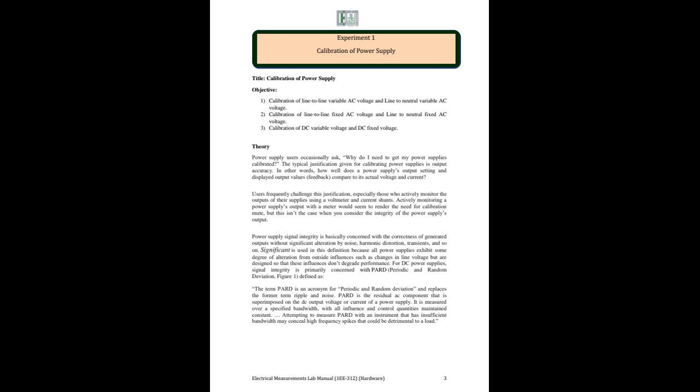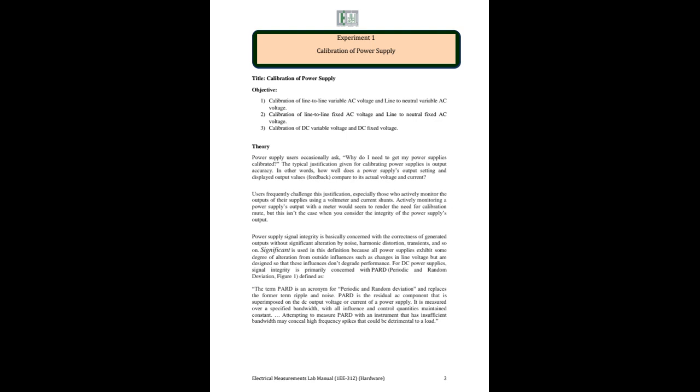No problem. For DC power supplies, signal integrity is primarily concerned with PERD. So for AC power supplies, we will consider all these things: noise, harmonic distortion, transients. And for DC power supplies, we will consider periodic and random deviation. The term PERD is an acronym for periodic and random deviation and replaces the former term ripple and noise. Before, we may call them ripple and noise. Now we are calling these ripple and noise as periodic and random deviation.